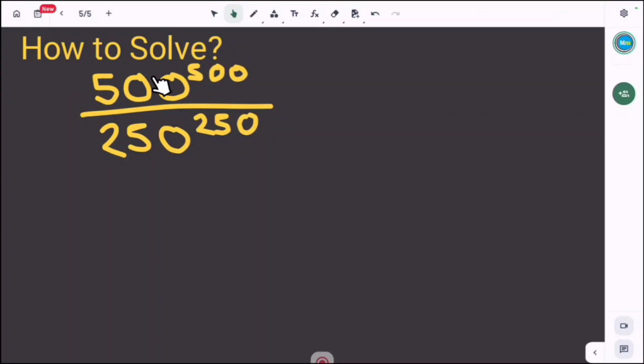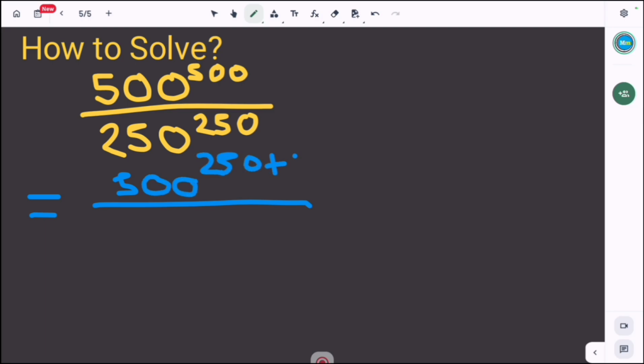Today's question is how to solve 500 to the power 500 divided by 250 to the power 250. So let's see. 500 to the power 500 can be written as 500 to the power 250 plus 250, divided by 250 to the power 250 as it is.